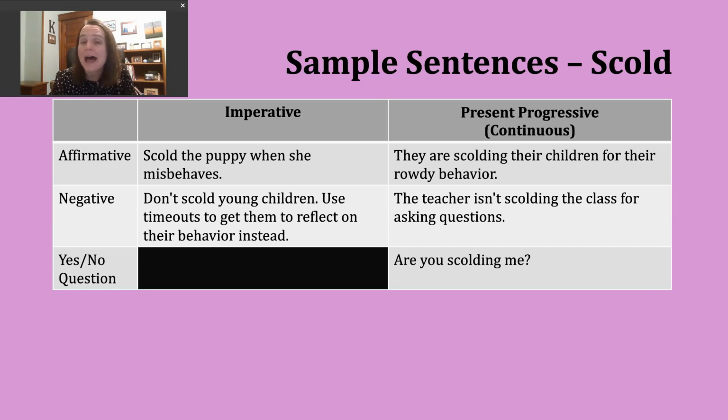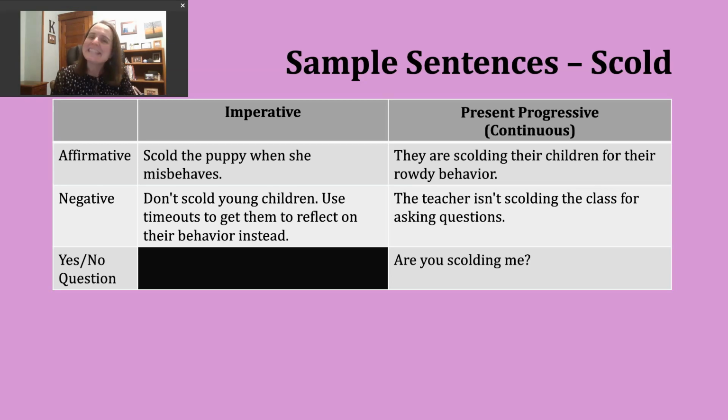Finally, if you want to make a yes or no question in the present progressive, start with your form of be. You want to use the form that matches your subject. The subject comes next. Then use the ing form of the verb. Here's an example. Are you scolding me? Right? So that, again, might go back to that situation where you have people in sort of equal positions, and it seems like one is angrily correcting or noting some type of failure or error on the part of the other.